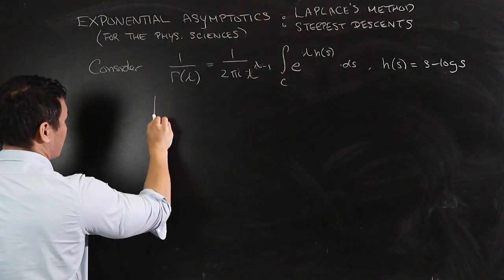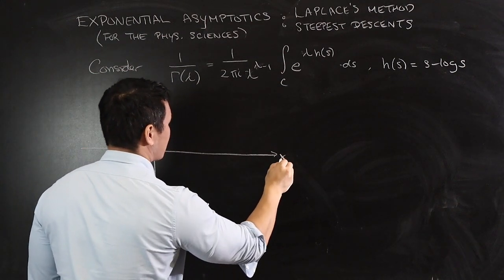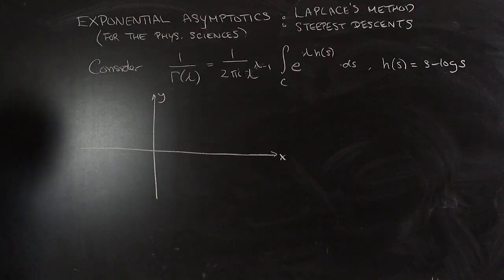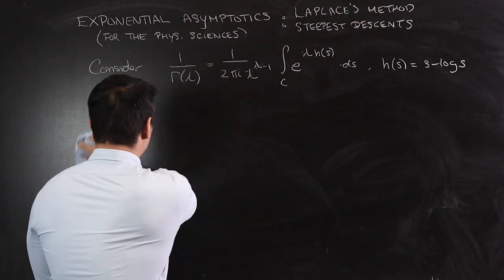Okay, so I've got my real axis here. I've called this x and y. Let me just move this over to the right here, so it's not in the light. A bit hard to see there.